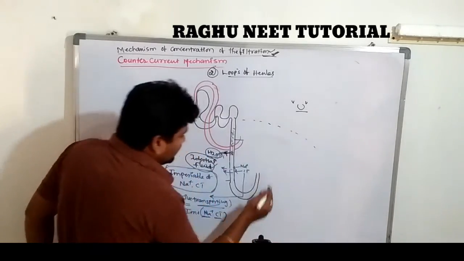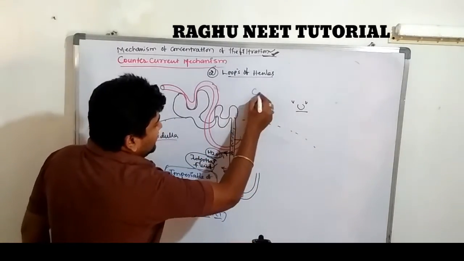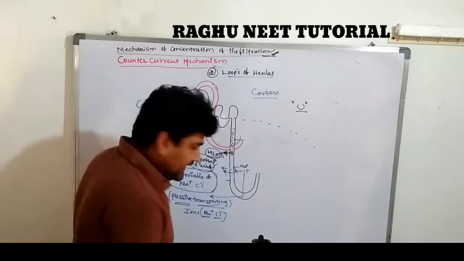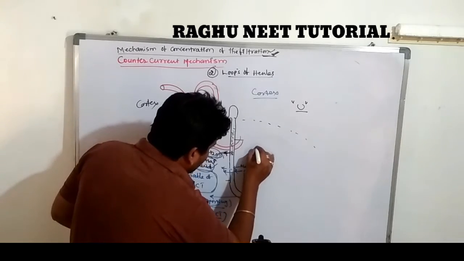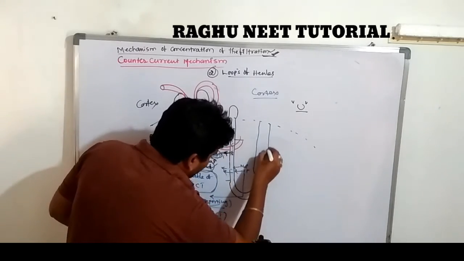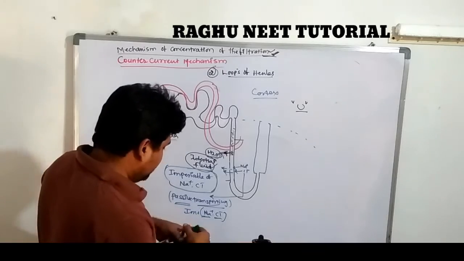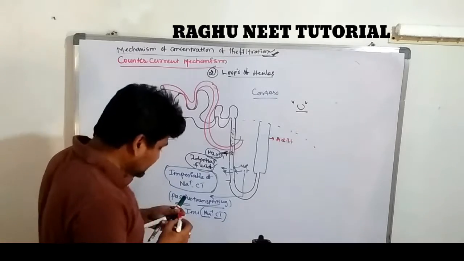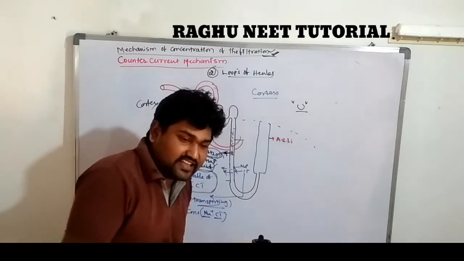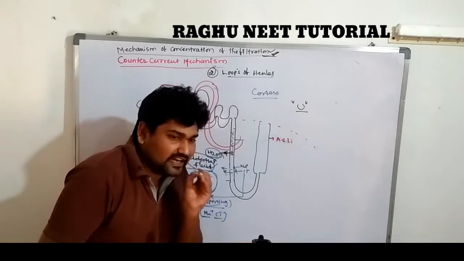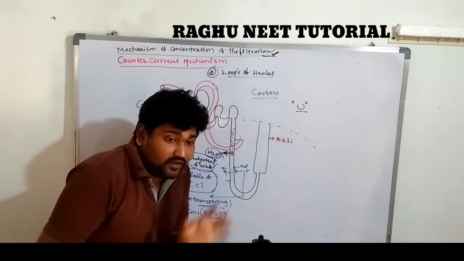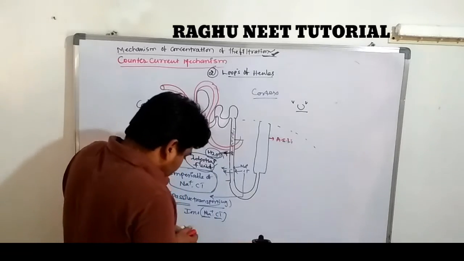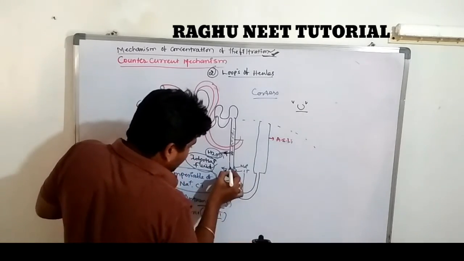This loop goes towards the cortex, and that part is known as the ascending limb. The loop is towards the cortex region. The ascending limb is permeable to sodium and chloride ions and non-permeable to water molecules, so there is no water permeability.